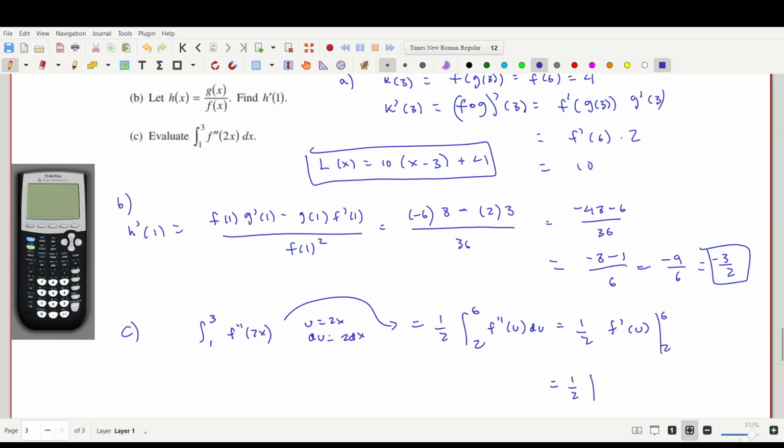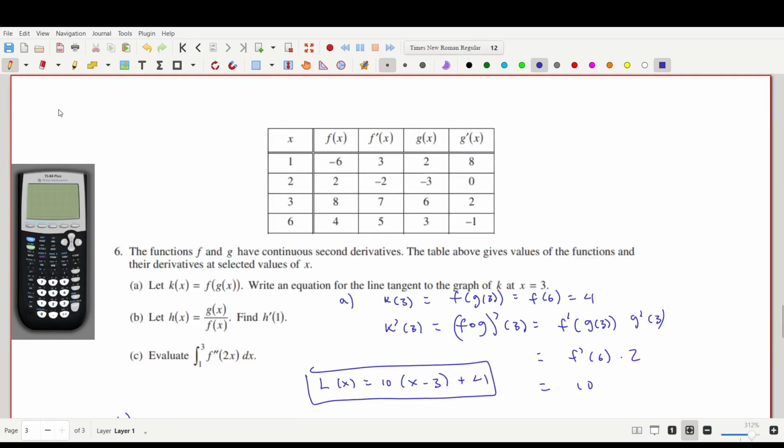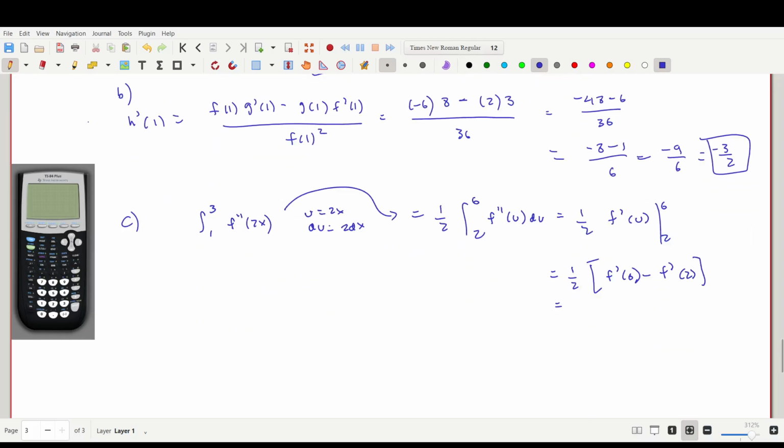And that'll just be a half times f prime of 6 minus f prime of 2, and that's going to be 5 and negative 2. That's 7/2. All right, let's check my answers. Seven, yep, that's right. All right, cool.